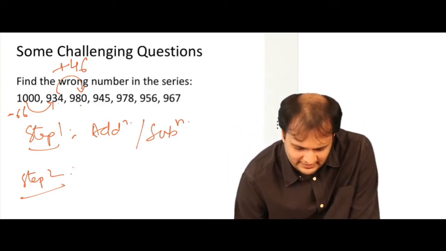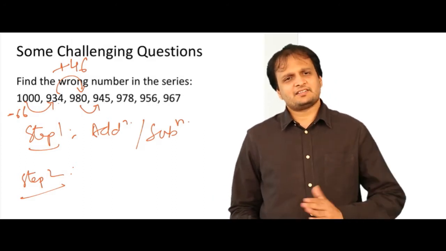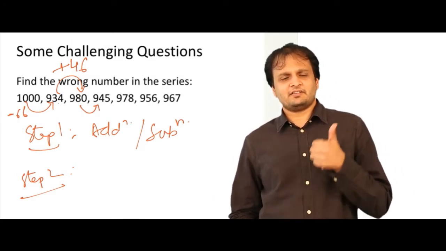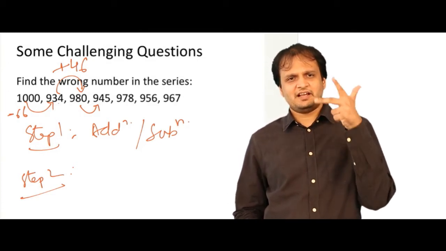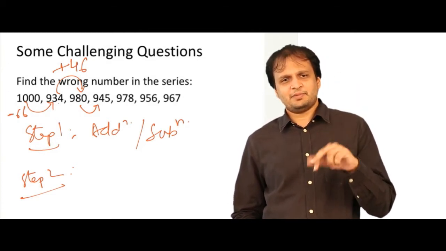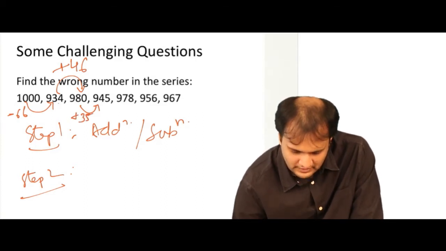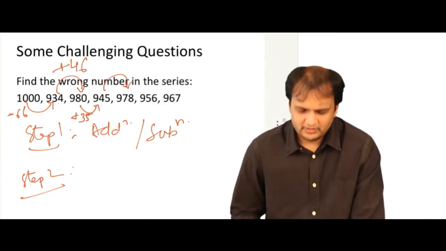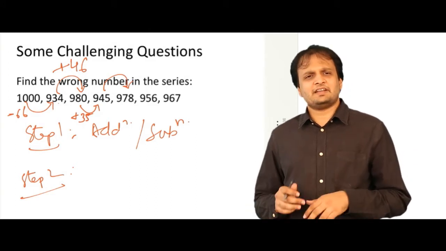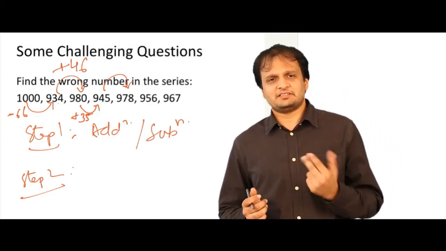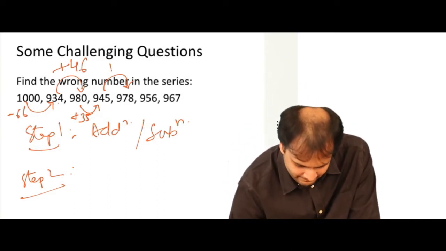Now let's go from 980 to 945. Again, it's a decrease of how much? So let's go from 945 to 980. 945, so 55, 65, 75. So 30 plus 5 is 35. Then let's move from 945 to 978. So 945, so 55, 65, 75 and plus 3. So it's plus 33.